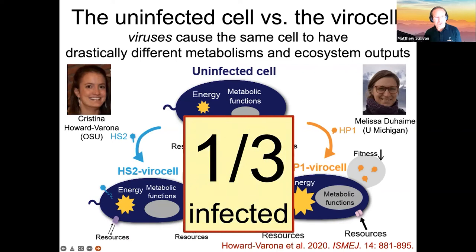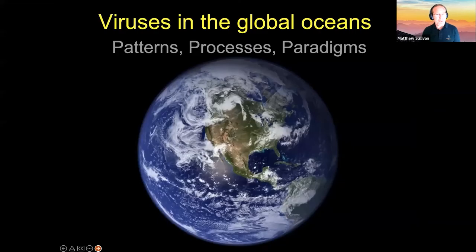And what's important to remember is that about 1 in 3 cells are infected by viruses. So I think the virocell idea and the fact that the virus-infected cell is a completely different entity from the uninfected cell is really critical as we think about ecosystem modeling moving forward. So those are 3 paradigms that we've begun to unpack.